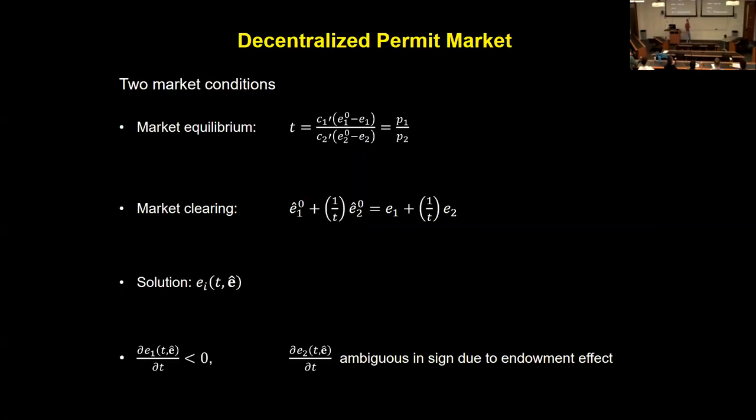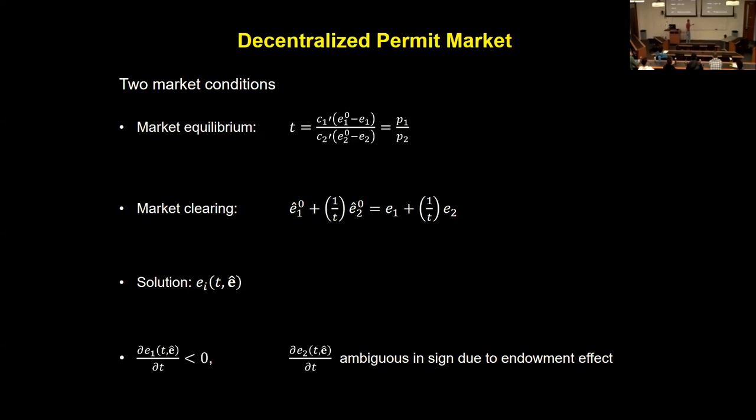The market equilibrium looks just like we had before, but it's a little simpler now. The trading ratio is just the ratio of marginal costs. It's also the price ratio for the permits. P1 and P2 are the prices for the different permits. Market clearing, again, we have our supply of permits on this side and our emissions on this side. And again, I've scaled everything so that the denomination here is in terms of class one permits. So we divide class two permits by T so that everything's in the same units.